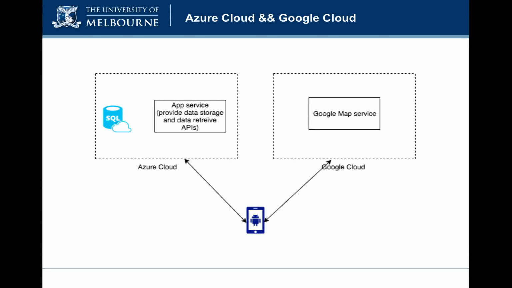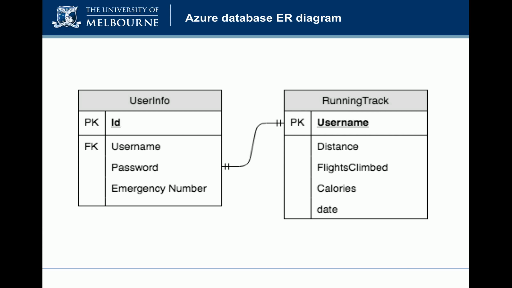The figure displays the system structure. The Android app is connecting to Azure Cloud and Google Cloud. Azure Cloud provides APIs for data storage and data retrieval. Google Cloud provides a map service to track running on the map. This figure displays the Azure database ER diagram. It is a one-to-one relation. Table user info is used for login and register. Table running track is used for fitness data record and data visualization.